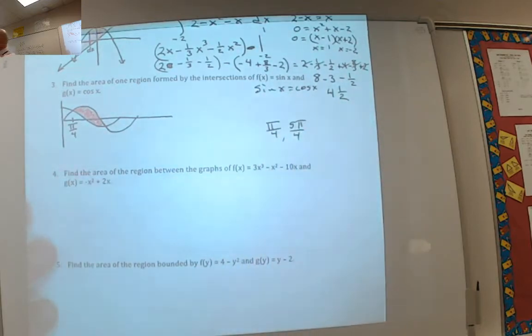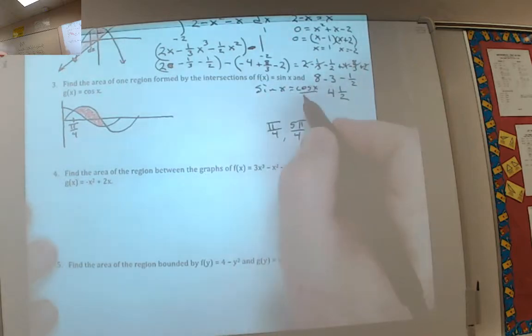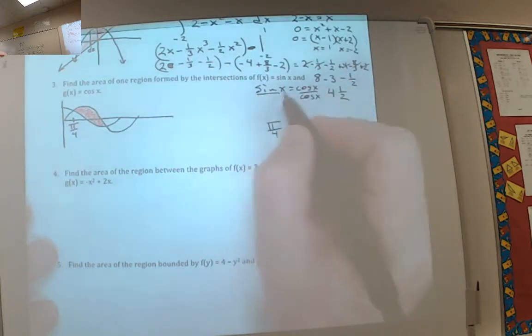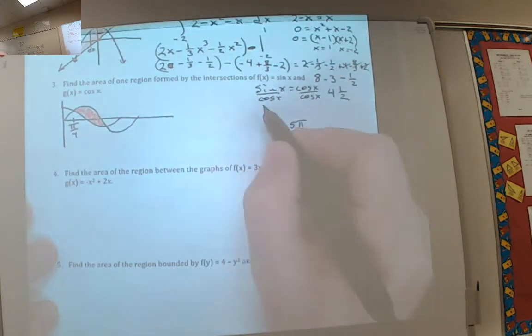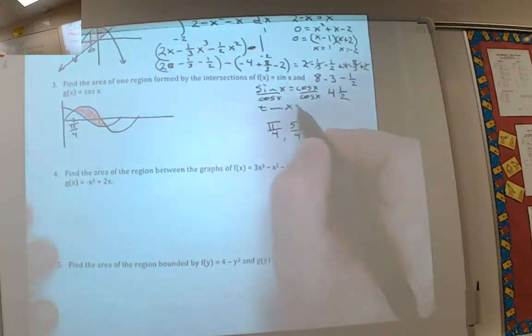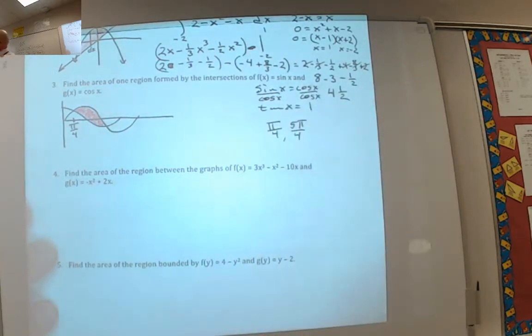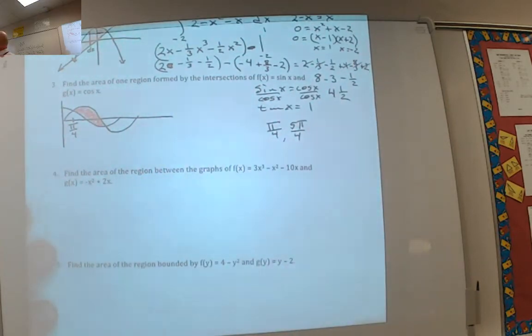You want to know how I do it? Because I never think about it that way. I divide by cosine. So I get the tangent of x is equal to 1, right? Everybody with me on that? The only place where the tangent is equal to 1 is pi over 4 and 5 pi over 4. But your way works just as good.